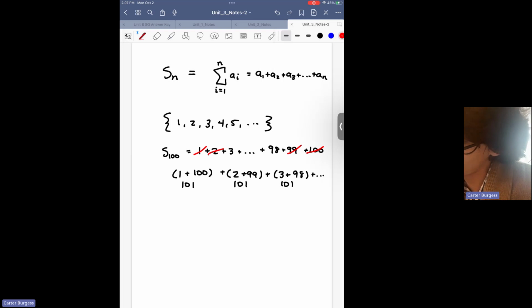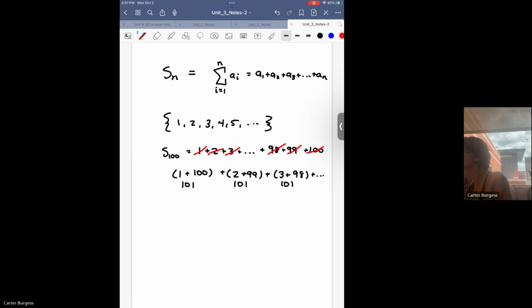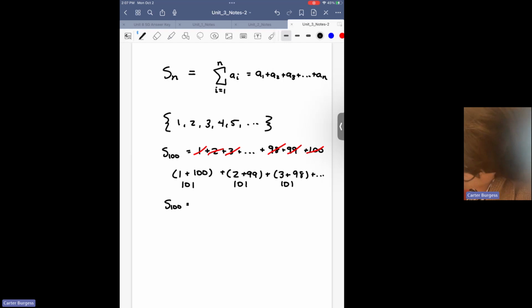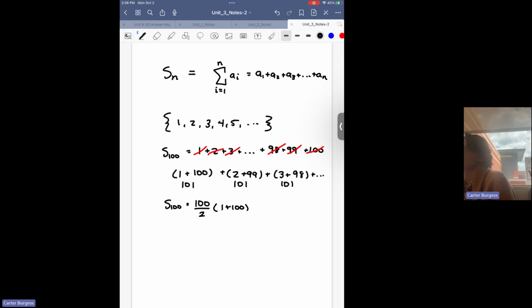How many of these 101 groups can I make? 50. Where'd 50 come from? Yeah, we're adding two numbers together. How many numbers do I have total that I'm going to be adding from? I've got 100. And so we would expect S sub 100 to be the same as, well, this is just going to be 100 over 2, so 50, the number of pairs that I could make, times 1 plus 100, or 101.